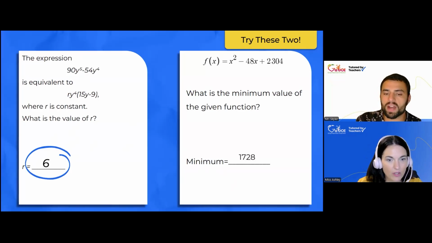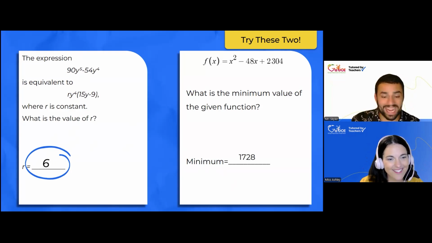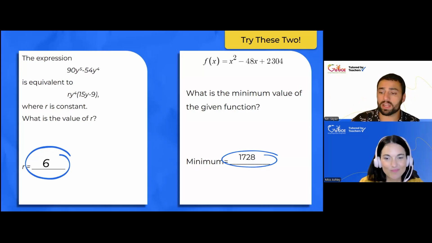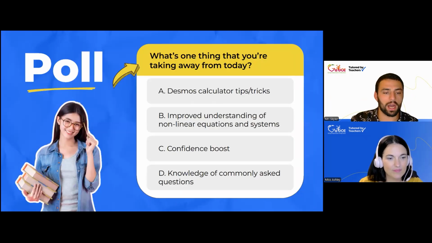Now, the minimum value of the given function here is 1,728. If you graph this on Desmos, you would see that the bottom of your parabola is 1,728. You can type that in and click your vertex, and you will get what you need, I promise.